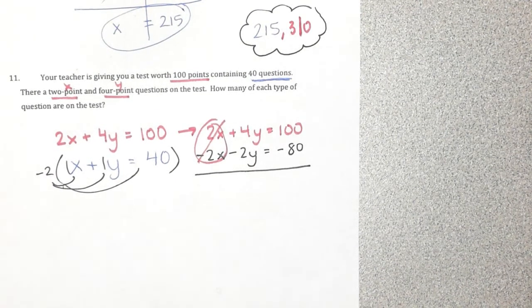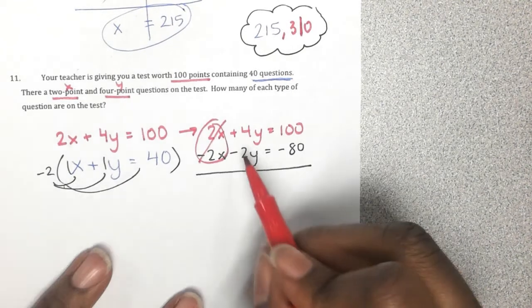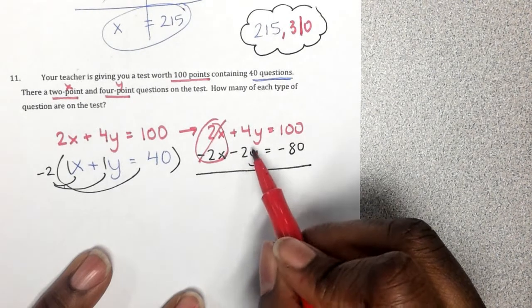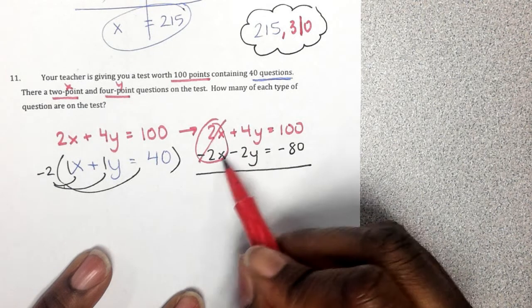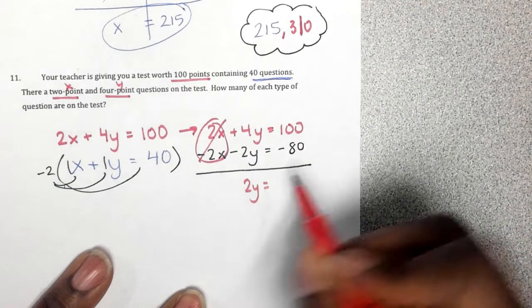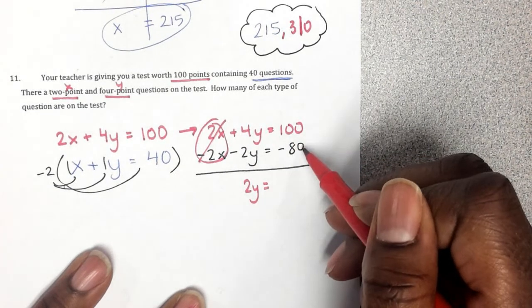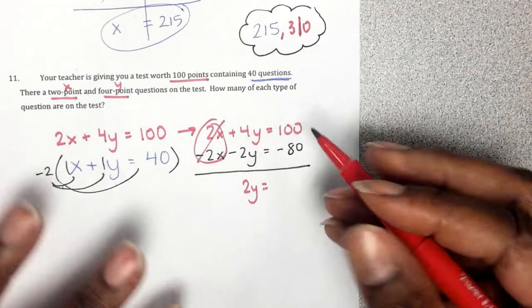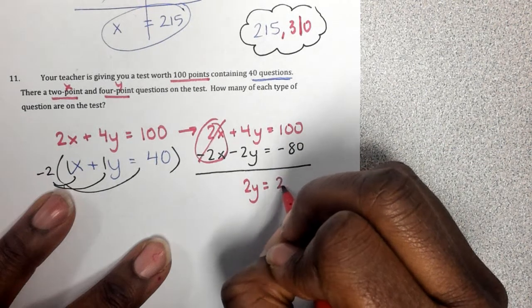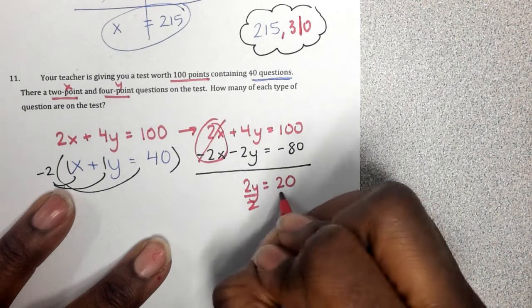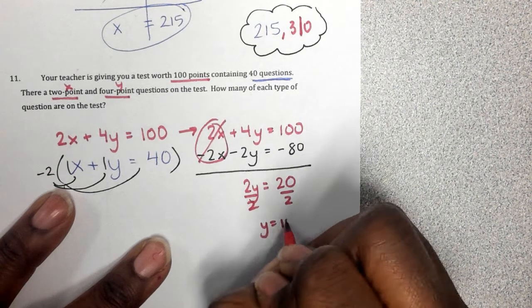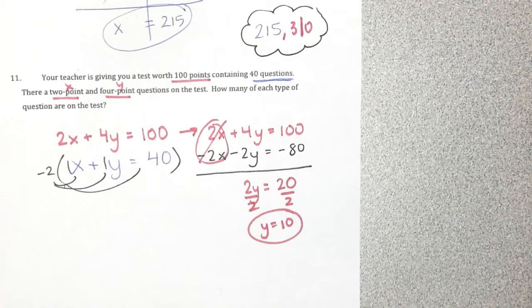Hopefully you added these up. 4 minus 2, or 4 plus negative 2. Then 10 minus 80, or 10 plus negative 80. What is it? 20. Divide by 2, divide by 2. Y equals 10.